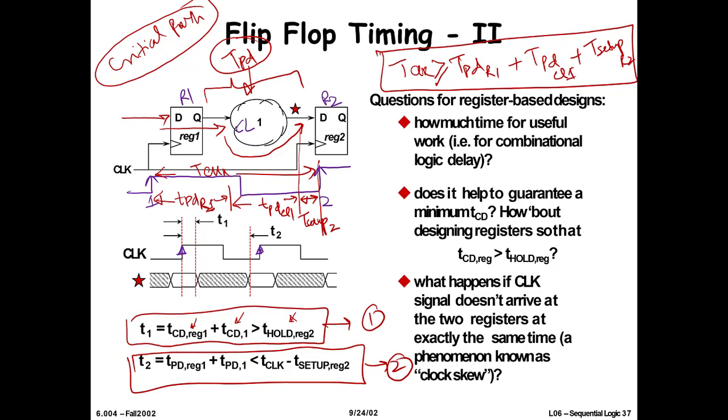If you are interested, here are some questions that you can think over, based on the things that I have talked about. For example, how much time is there for useful work? This is basically asking about the TPD of CL1. It is equal to T clock minus T setup. This will give you the maximum amount of time you have for combinational logic.